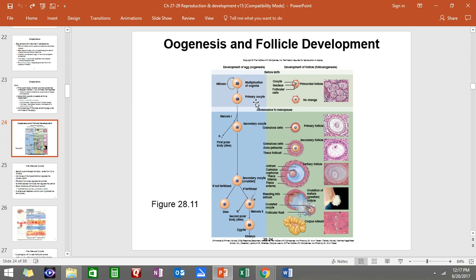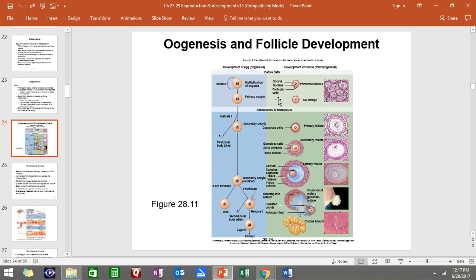So when a little girl is born, she's born with 4 or maybe 500,000 of these primary oocytes, which gives rise to this half-truth that a woman is born with all of the eggs that she'll ever need. She's not really born with eggs. These are just on their way to becoming eggs in the same way that spermatocytes in the male are on their way to becoming sperm cells.